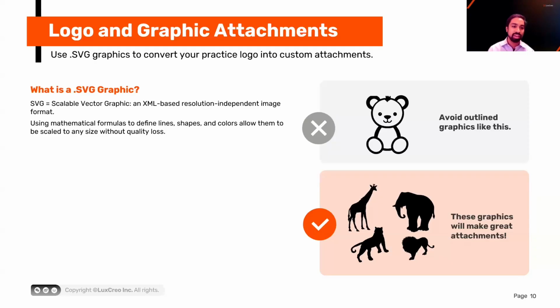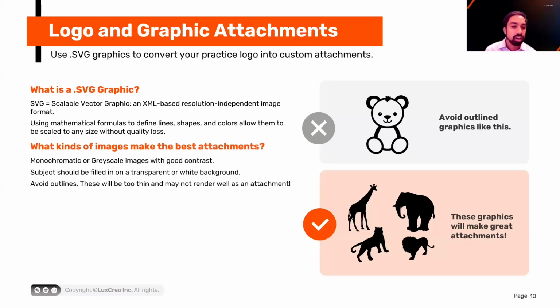So what is an SVG graphic? It's a scalable vector graphic. It's an XML based resolution independent image format, and it uses mathematical formulas to define lines, shapes, and colors so they can be scaled at any size without quality loss. It's really cool for web-based graphics. It's basically one of the most standard graphics out there.